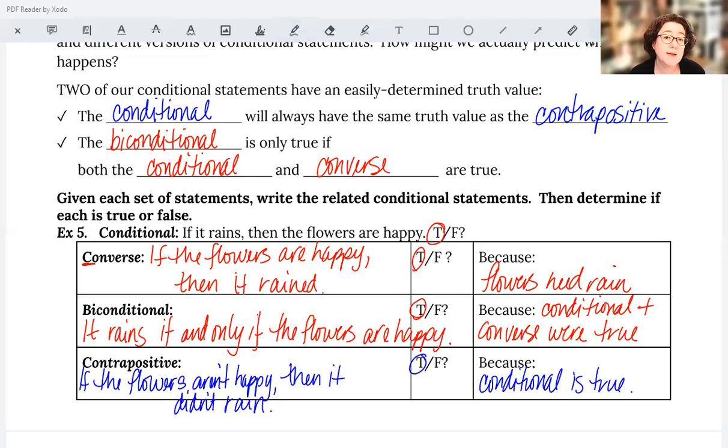So again, for the biconditional to be a true statement, both the conditional and converse, either order of writing it, both have to be true. Sorry, I have a light here. Contrapositive is true if the conditional is true. Let's look at another example.